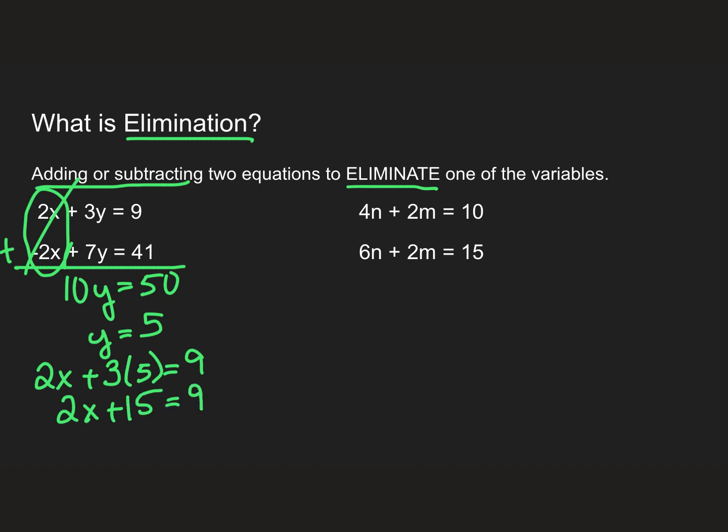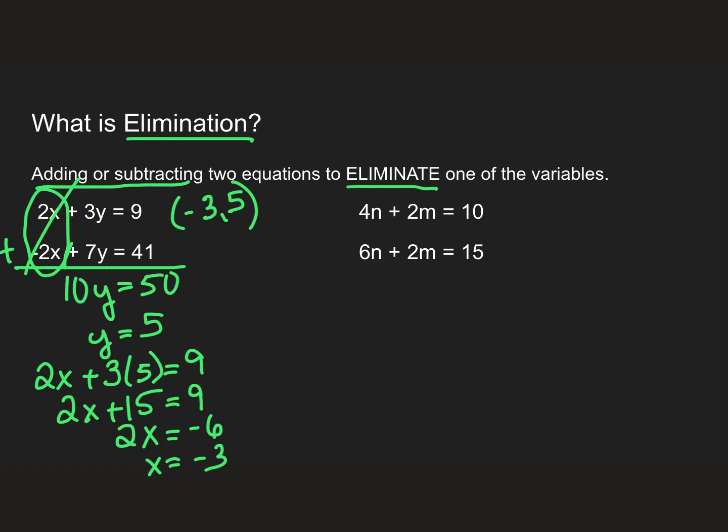I'm going to subtract 15 from both sides. I get 2x equals negative 6. Divide both sides by 2 and x equals negative 3. So my solution here would be negative 3, 5. It doesn't matter which one I find first. It's always x then y.